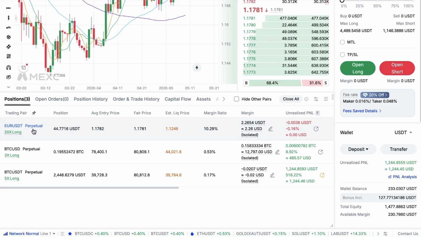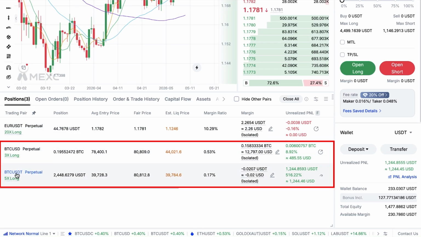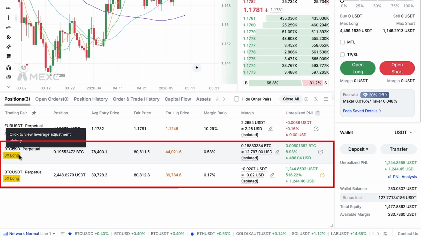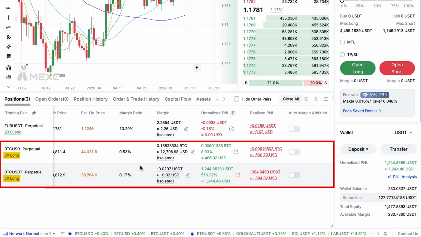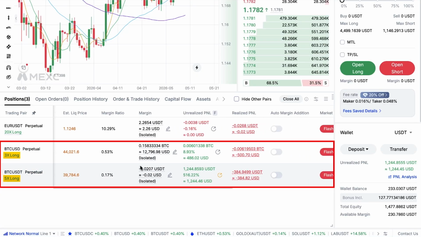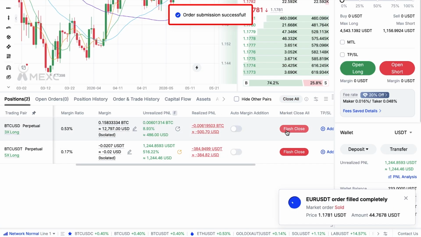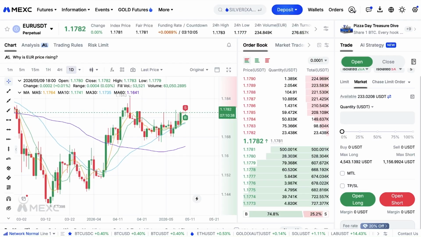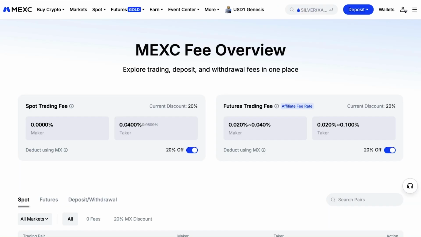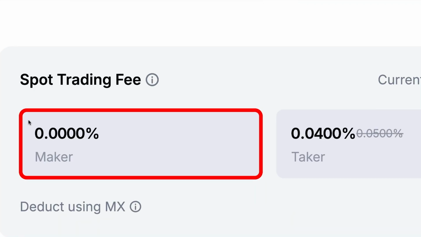My recommendation is of course to avoid such crazy leverage as 20x. You can see here my own Bitcoin trades have leverages of 3x and 5x, which I think is much more reasonable than 20x. So let me close the forex trade right here to finish the example. So MEXC is definitely great for those of you who like flexibility and who like zero fees.